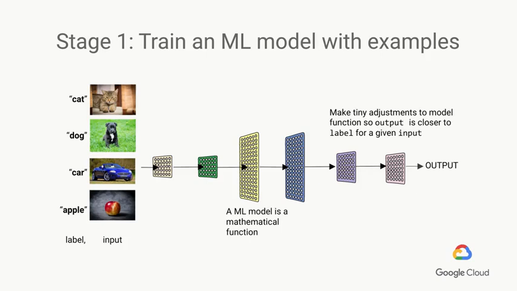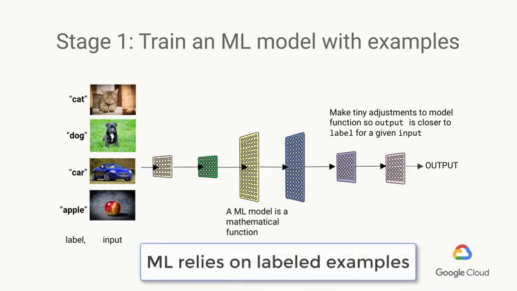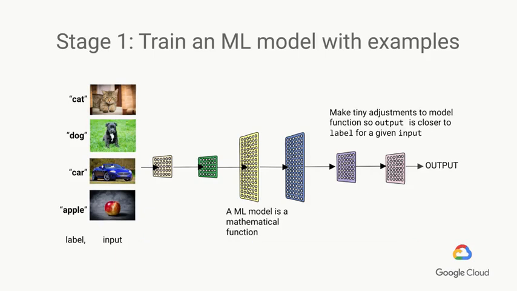The key thing is that machine learning, at least machine learning of the form that we'll consider in this course, the most mature form of machine learning, relies on having a data set of labeled examples. And by labeled examples, we mean the input and the true answer.